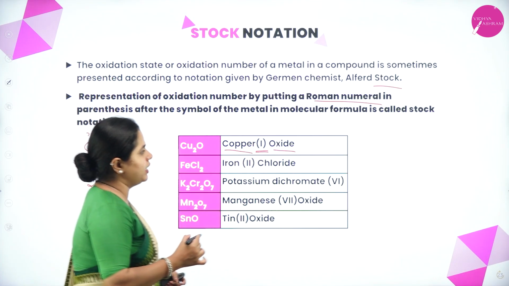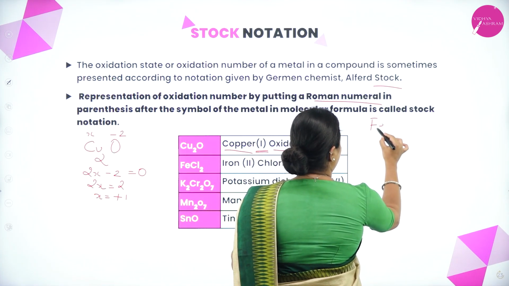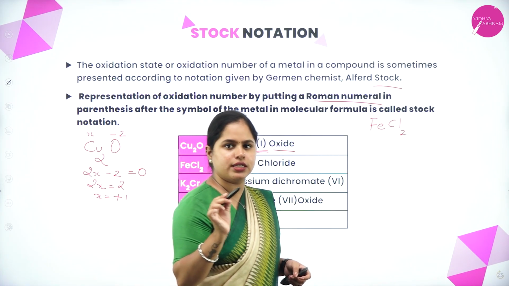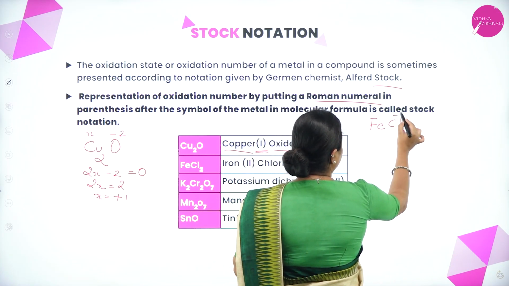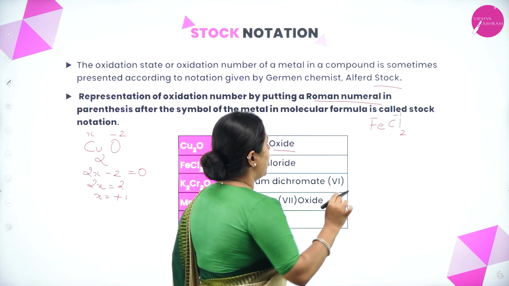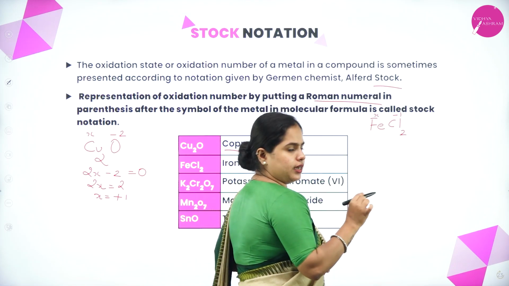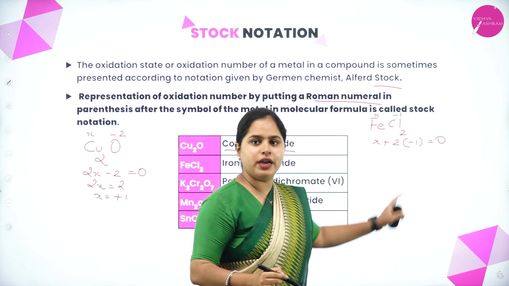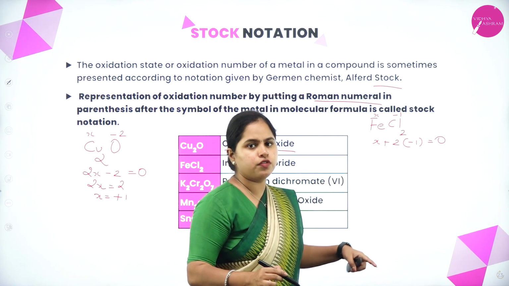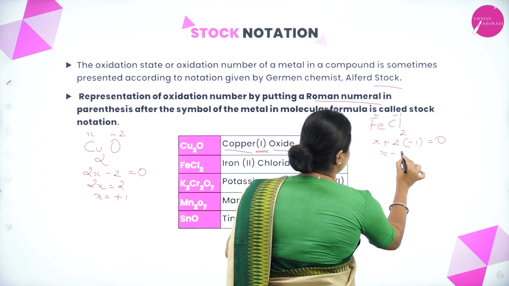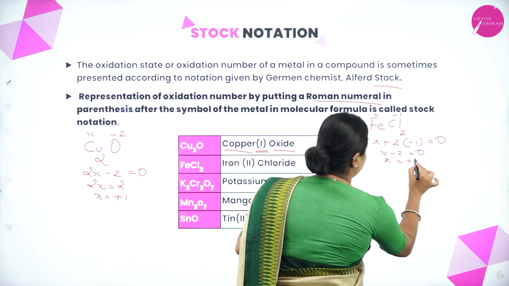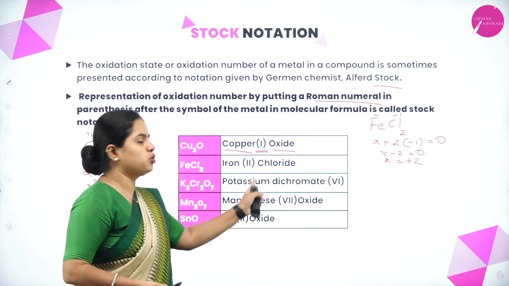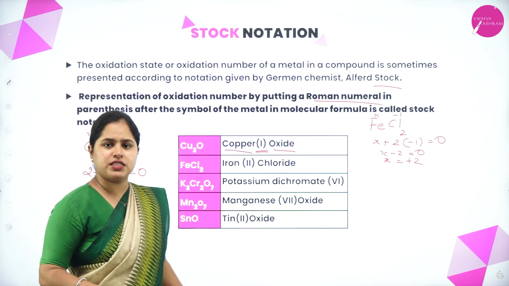Next one, FeCl2. Again, let's calculate the oxidation number. For chlorine, as it is a halogen, we already know it is -1, so for 1 chlorine atom it is -1. Again for iron we don't know, so we take it as X. X plus 2 into -1 is equal to 0. Why 2 into -1? There are 2 atoms of chlorine. So X minus 2 is equal to 0, X will be equal to +2. So we got the oxidation number, and what is written here is iron(II) chloride. This is how you represent the Stock notation.